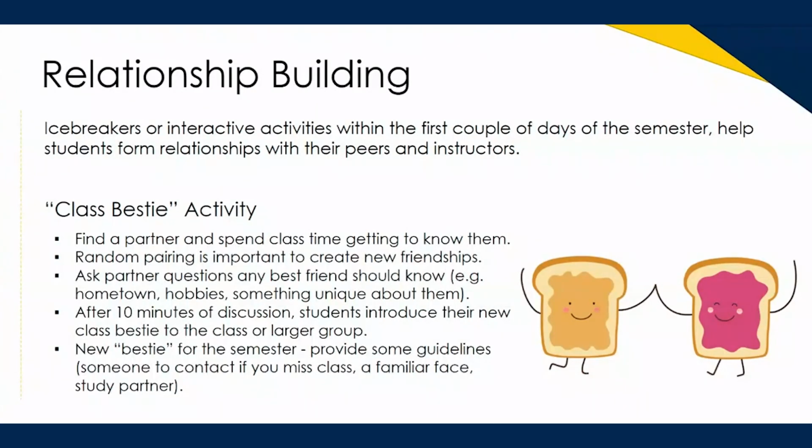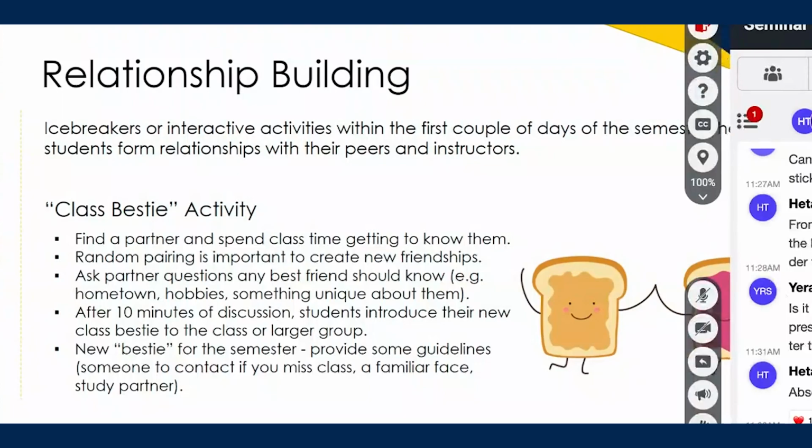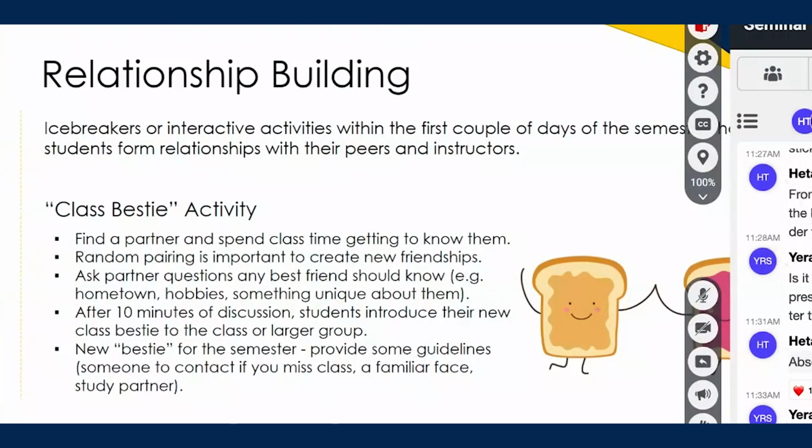So one of those icebreakers or interactive activities that you could do at the beginning of the semester is an activity called the Class Bestie activity. This is an activity that you could spend maybe about 10 minutes doing at the beginning of class. The students find a partner, and it's important to find a partner that the students don't already know. They don't want to choose someone who's already a friend or someone they maybe have another class with. You really want to make sure they're choosing a partner who is new to them.